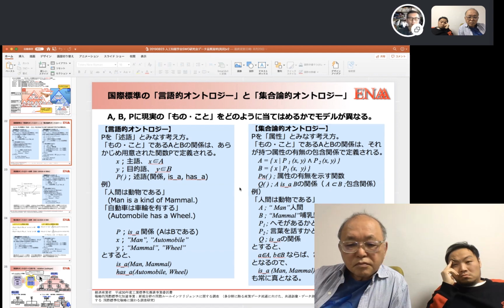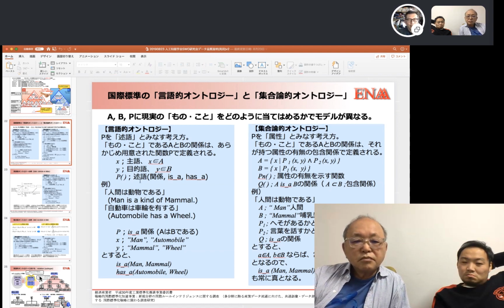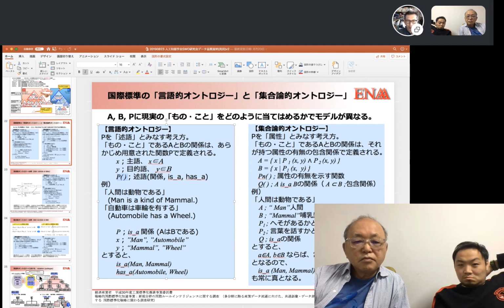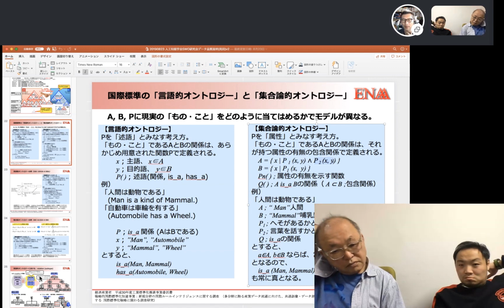So one of the big differences between the linguistic ontology and the set theory ontology is the meaning of the relationship can be given by human beings in the case of linguistic ontology, while in the set theory ontology, the characteristics of the group A can be specified by the functions.